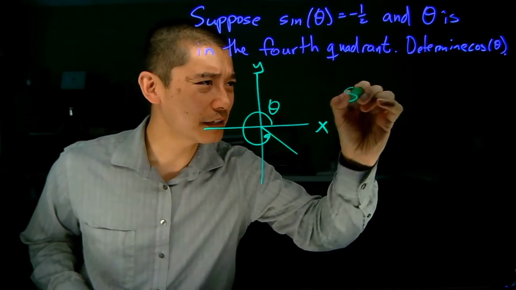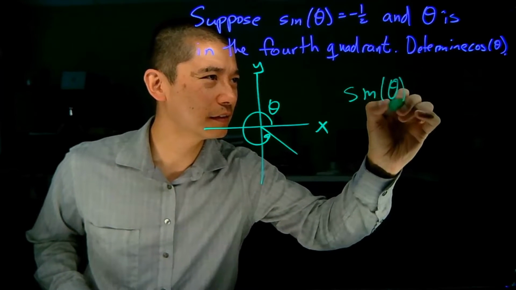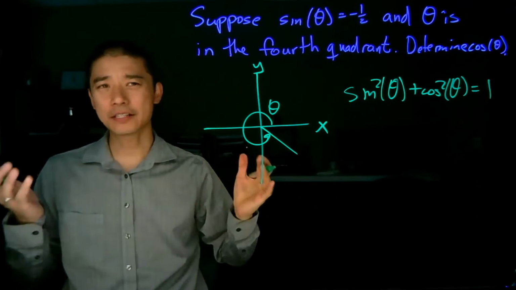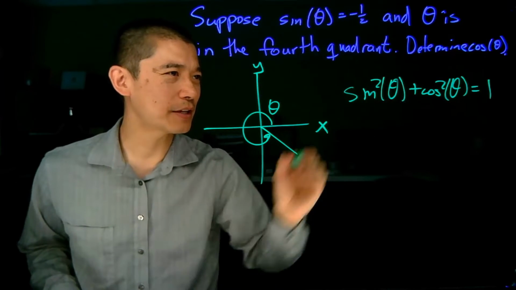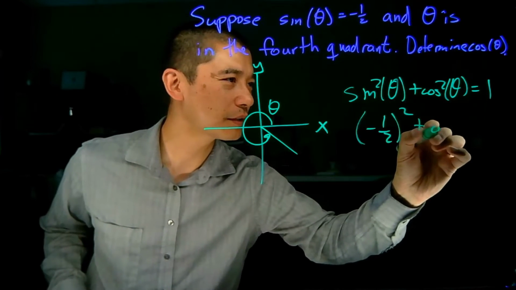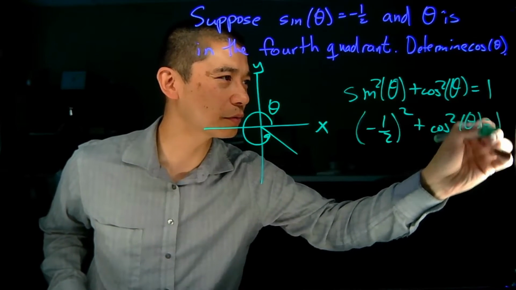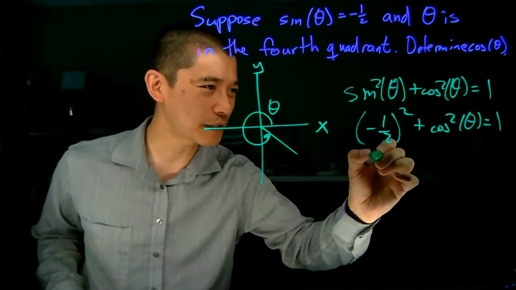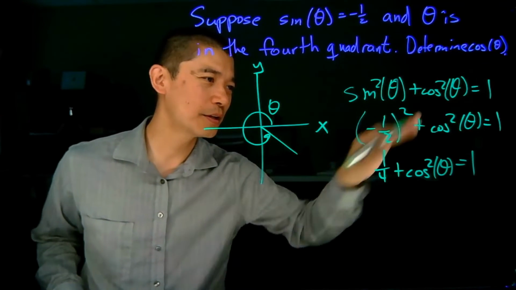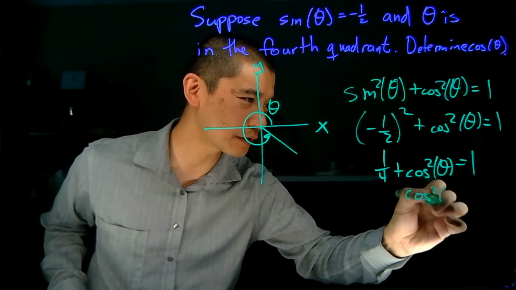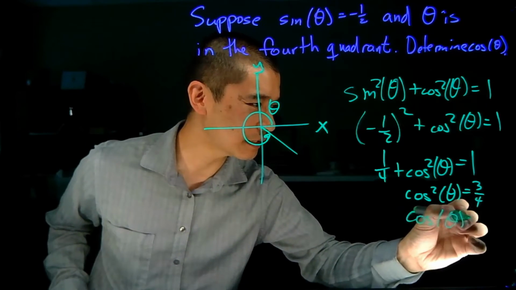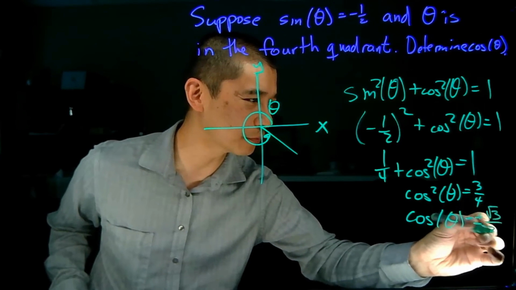We have sine squared theta plus cosine squared theta is equal to 1. Then it seems like we should just be able to plug this in. So sine of theta is -1/2, squared, plus cosine squared theta is equal to 1. Square that out, negative squared is positive, so 1/4 plus cosine squared theta is equal to 1. Subtract 1/4, we get cosine squared theta is 3/4. Take the square root of both sides. Cosine theta is equal to plus or minus the square root of 3 over 2.